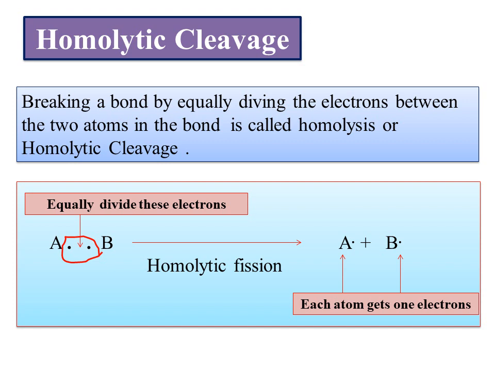Homolytic cleavage is breaking the bond by equally dividing the electrons between the two atoms in a bond, called homolysis or homolytic cleavage. Equally divide both the electrons: A will get one electron, B will get one electron.